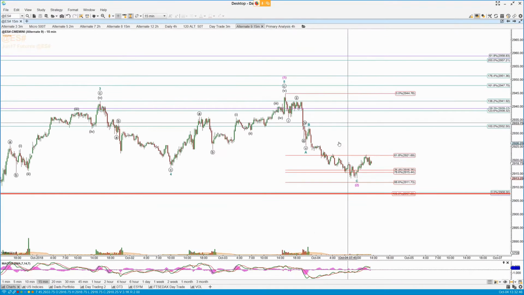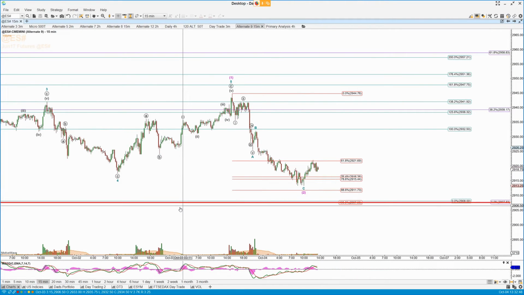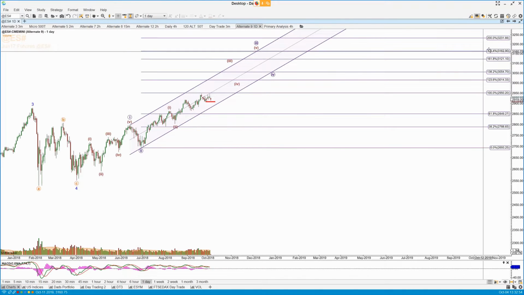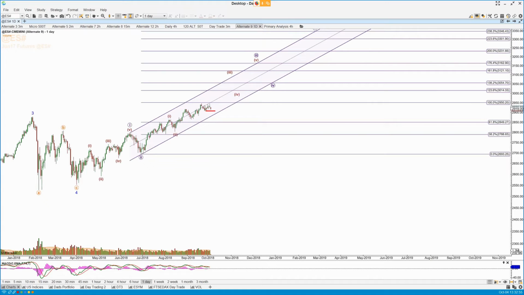So let's have a look at what delights we have in the market this morning, shall we? Let's whiz this out quickly to the daily. Just quick reminder that we're in this 3 of 3, providing we hold that lower support region.